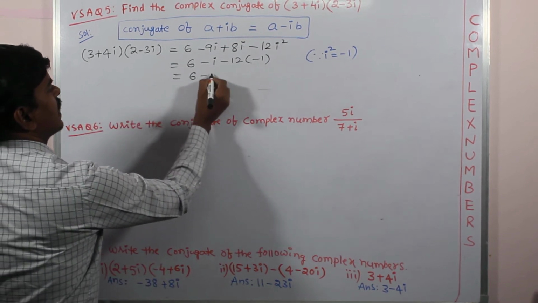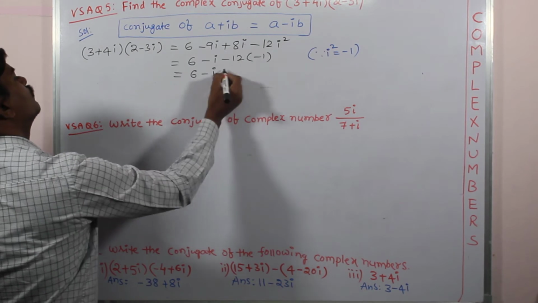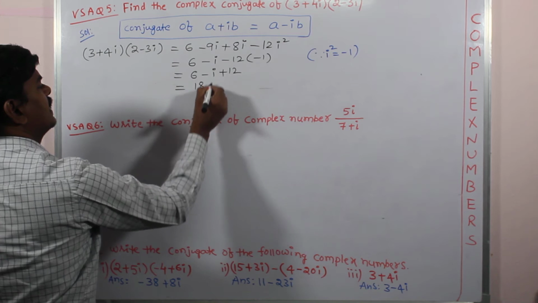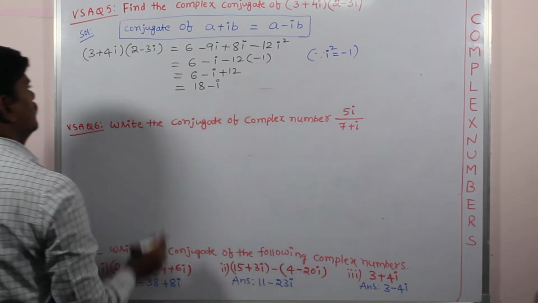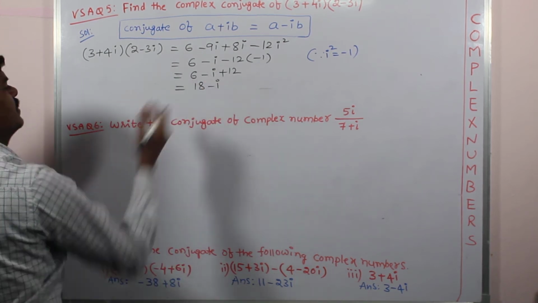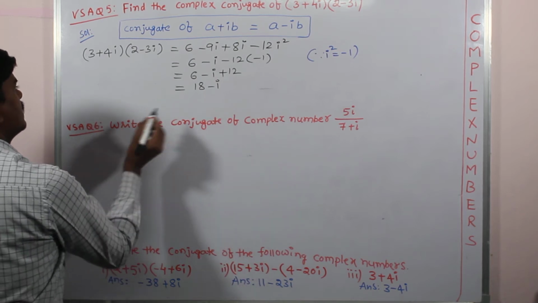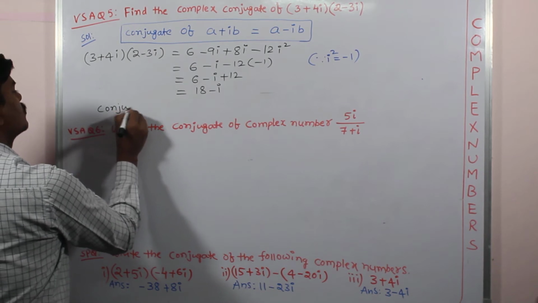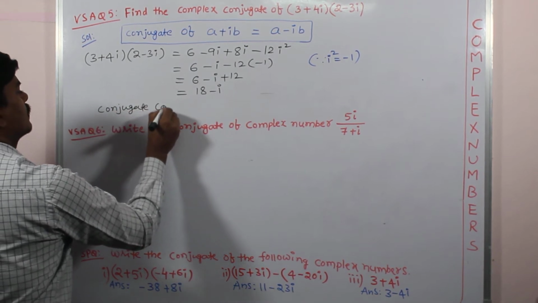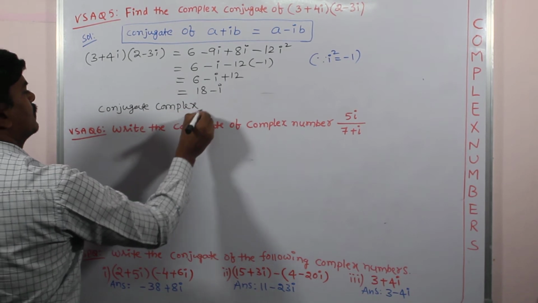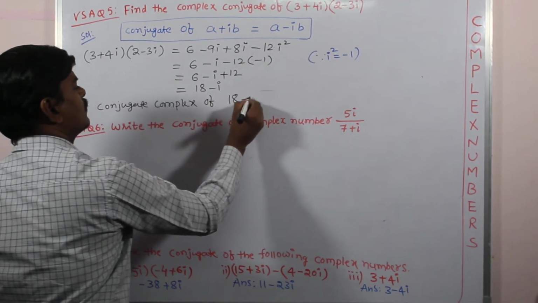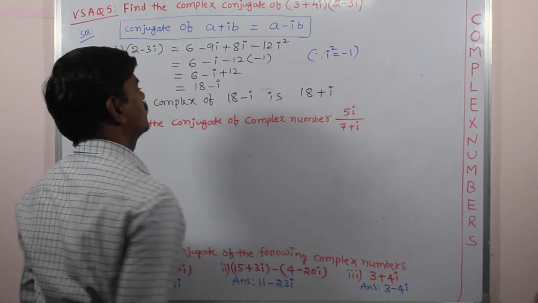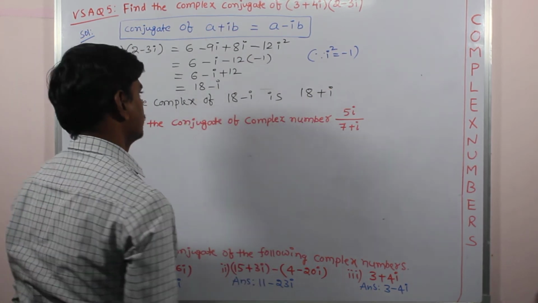Now 6 minus iota minus 12 into minus 1, plus 12. So 6 plus 12 is 18. 18 minus iota, which is in the form of a plus iota b. Now I can say the answer easily. The conjugate of 18 minus iota is 18 plus iota. So 18 plus iota is the answer.